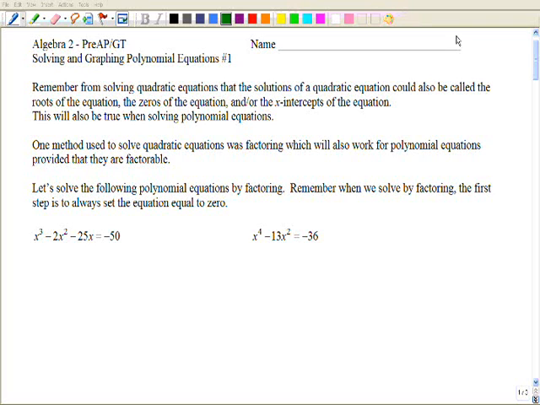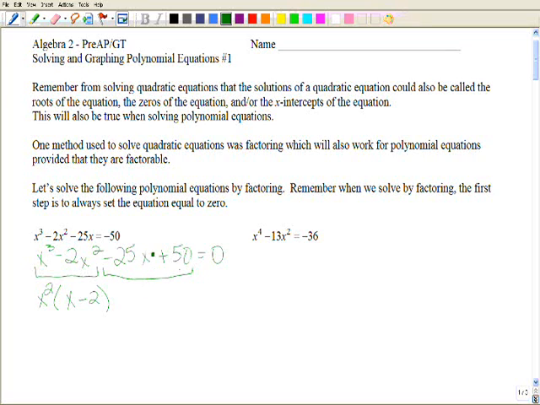We have x cubed minus 2x squared minus 25x equals negative 50. So let's make this equal to 0. So we have x cubed minus 2x squared minus 25x plus 50 equals 0. And I'm going to use factoring by grouping. So I'm going to group the first two terms together, the second two terms together, and looking at my first group of terms, my greatest common factor is x squared. So I have x squared times x minus 2. When I take out the x squared, I'm left with an x and a negative 2.